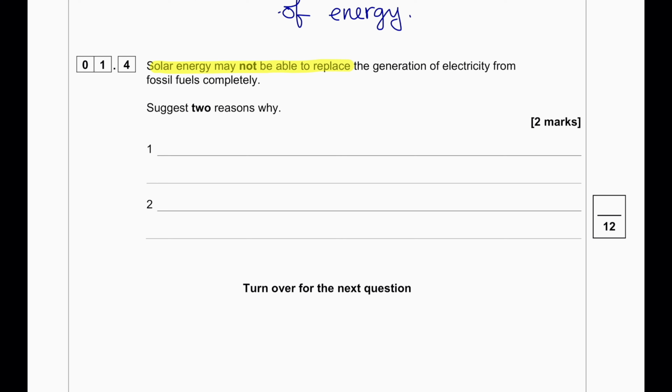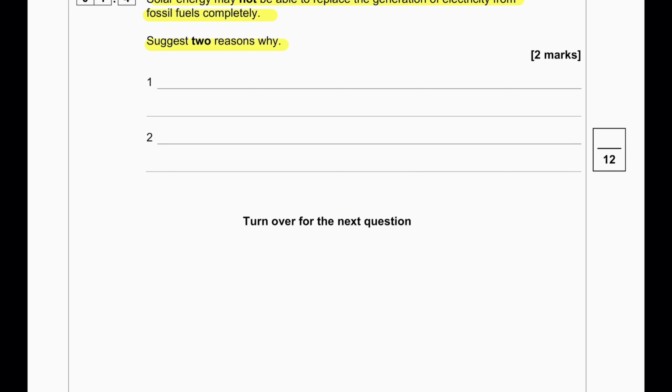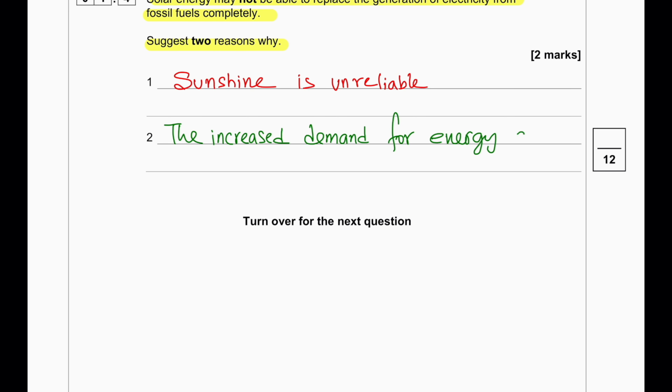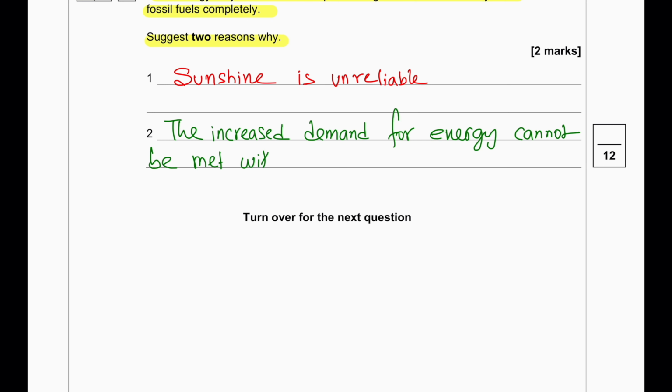Solar energy may not be able to replace the generation of electricity from fossil fuels completely. Suggest two reasons why. In this answer, we're going to write that sunshine is very unreliable because in cloudy situations, we cannot get enough electricity generated from solar power. And then the second point will be there is an increased demand for energy which cannot be met using solar power, or alternatively we can say that there is a lack of space for putting the solar panels.